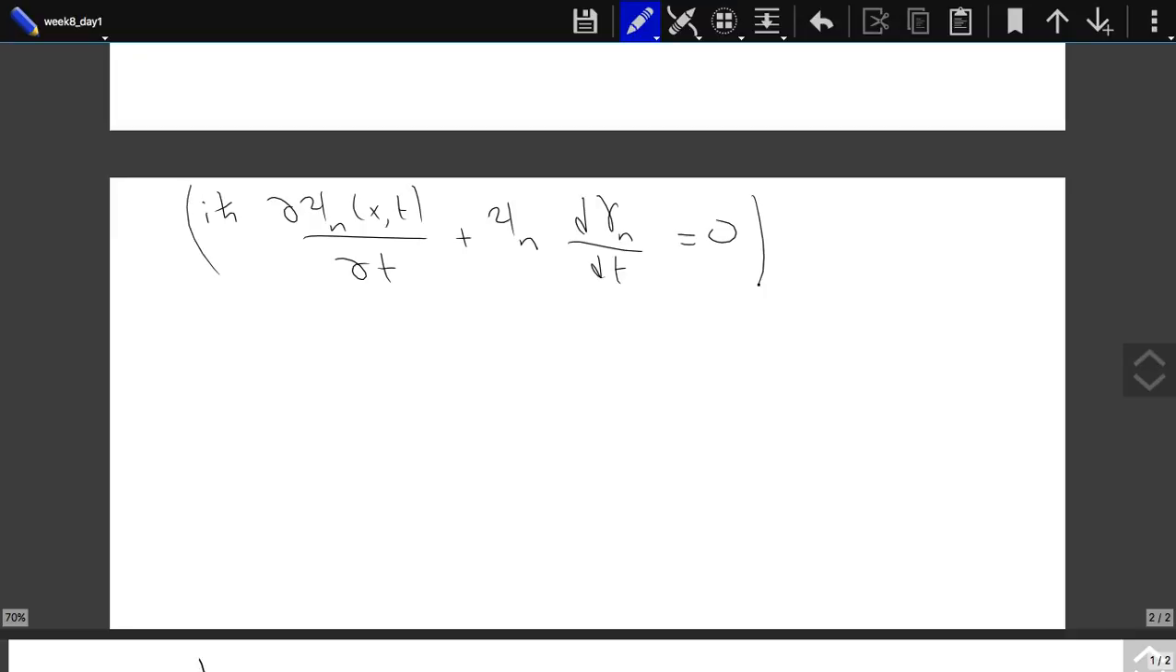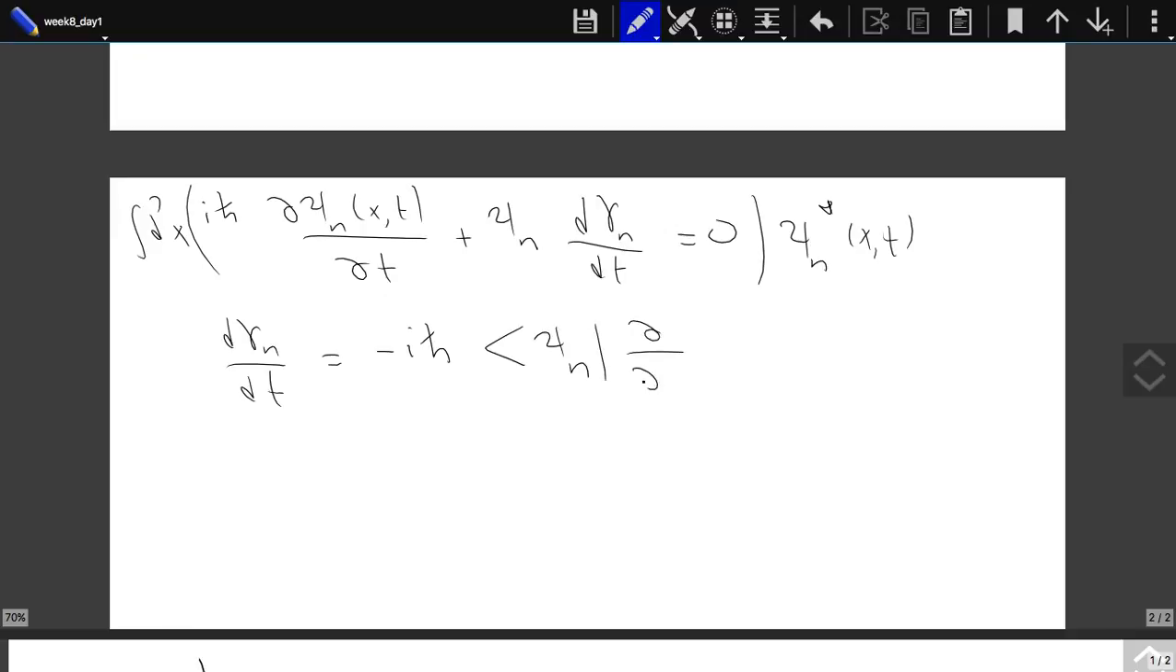So let's just multiply both sides by psi n star of x, t, and integrate over d cubed x over all of phase space or position space, whatever your space is. This would give you, well, it's properly normalized. Let's just assume it's normalized. So we have d gamma n by dt equal to minus i h bar, let me write it in this form, psi n star d by dt psi n.